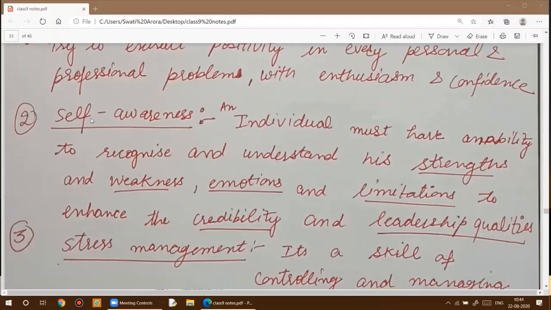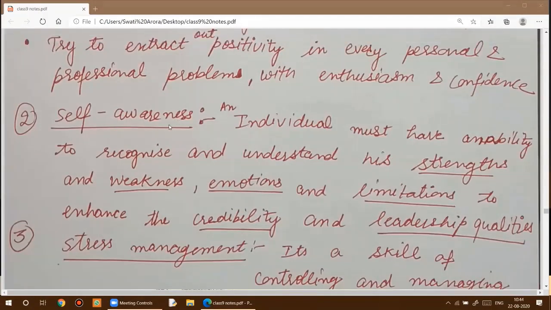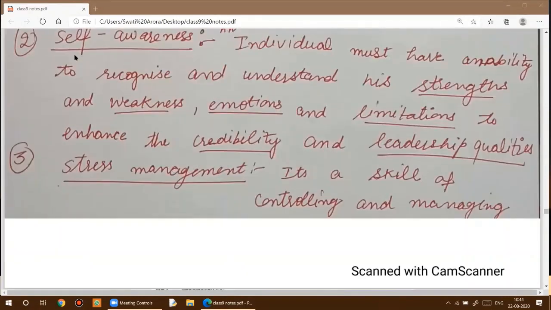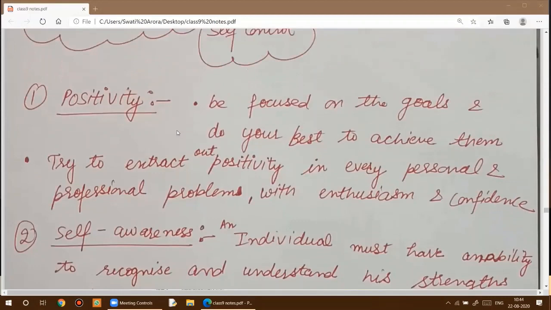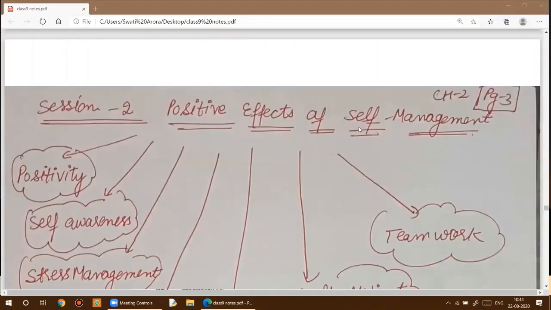Okay, next is self-awareness. What is self-awareness? It means if you are self-managed, then you will be aware of your strengths, your weaknesses, your emotional strength, your limitations. So once you are aware that this is my problem, I need to work upon it. So definitely it will enhance your capability. So if you are self-aware, definitely it will lead to better results and you will attain your goals and objectives very easily. Okay. So self-awareness is one of the very important effects of self-management.